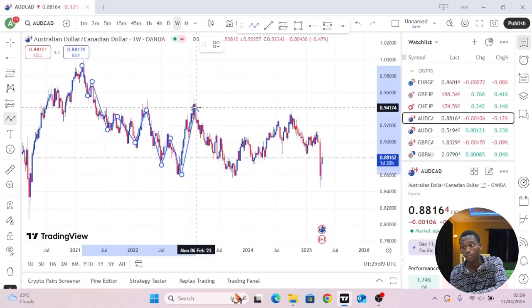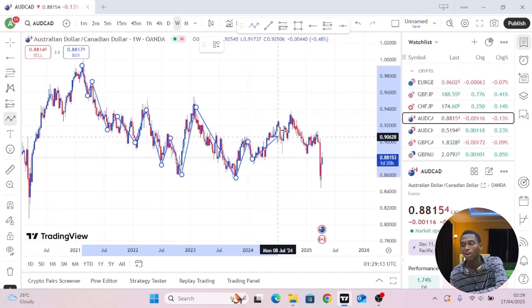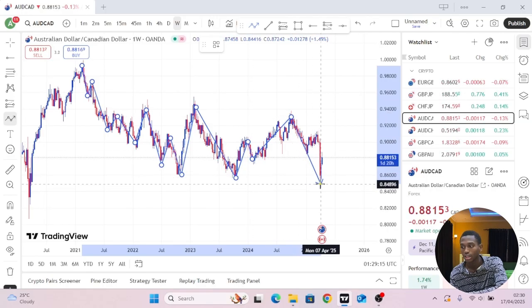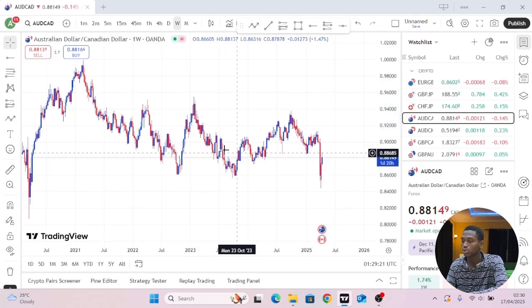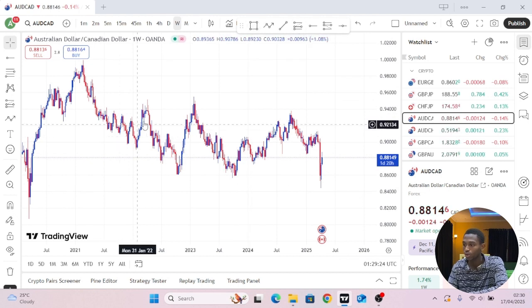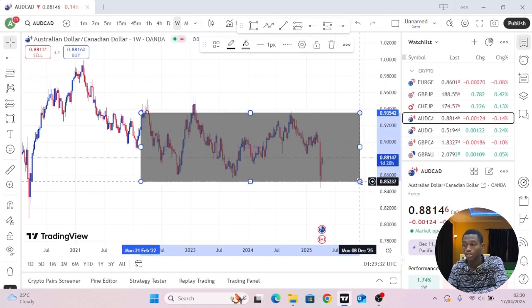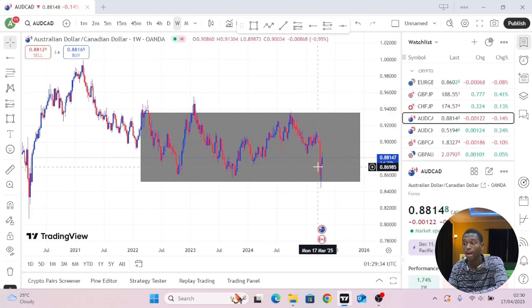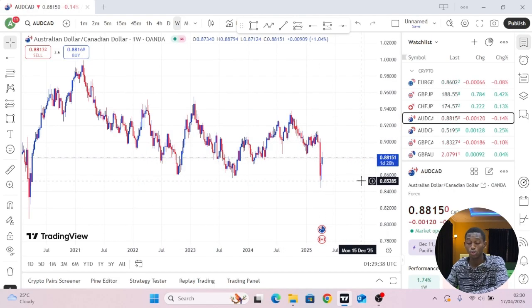This would have been a shift of structure, but it did not retest. So this is more like a consolidation. But then again, that's broken below and it has come back here to retest. So it is on a bearish move, although this zone has been a zone of consolidation for a while now. But even though this is a zone of consolidation, it's still not going to stop us.